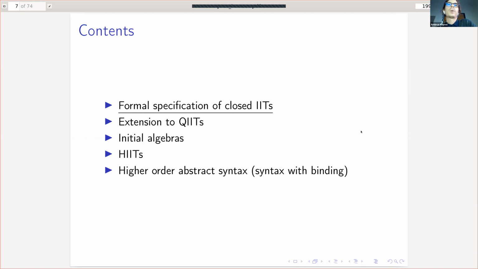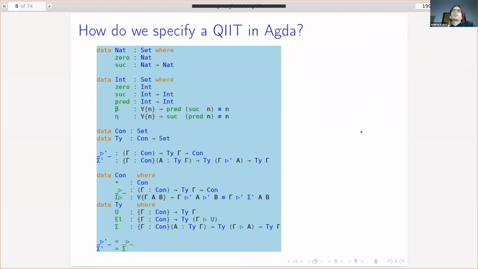So first, what are QIITs? How do we specify a QIIT in Agda, or in general an inductive type in Agda? We write data, then we write the sort, the shape or the arity of the sort, and then list the constructors and give the arities of all the constructors. So this is natural numbers. Then we have integers here, which is a quotient inductive type. It has 3 point constructors and these 2 path constructors. There should be a third higher path constructor as well, but now I don't consider that.